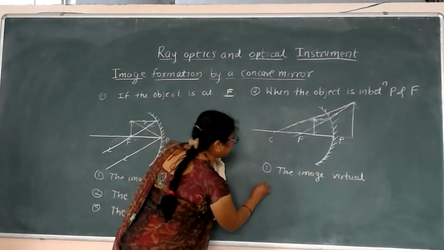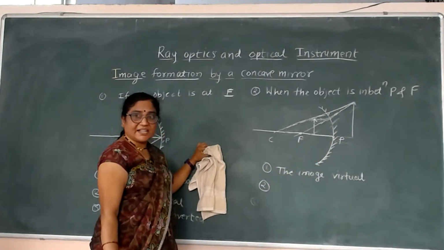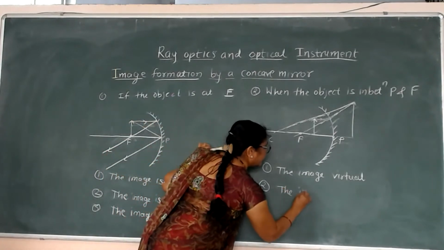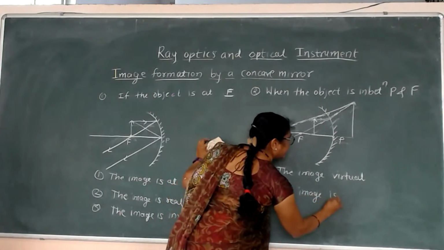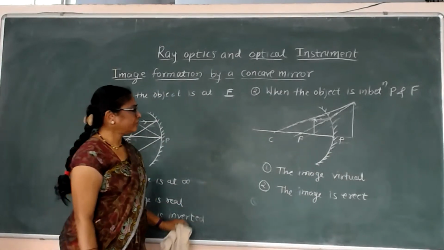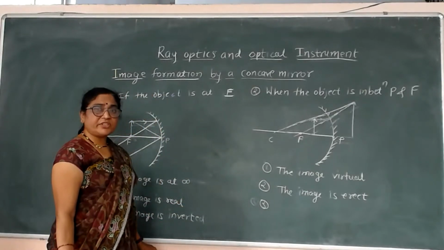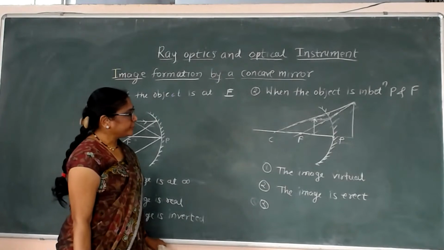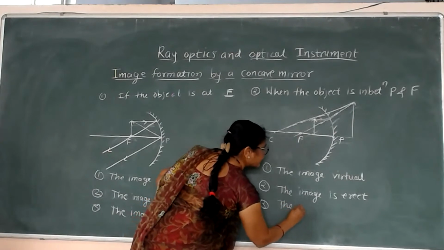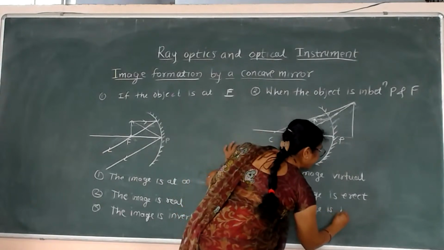And second point, the image is as it is. The image is as it is means this is known as an erect image. So the image is erect. Erect means as it is. And the next point, the image is extended, which means magnified.